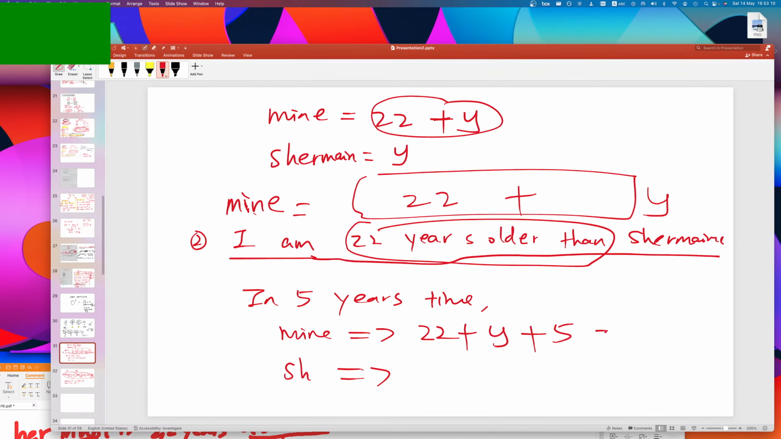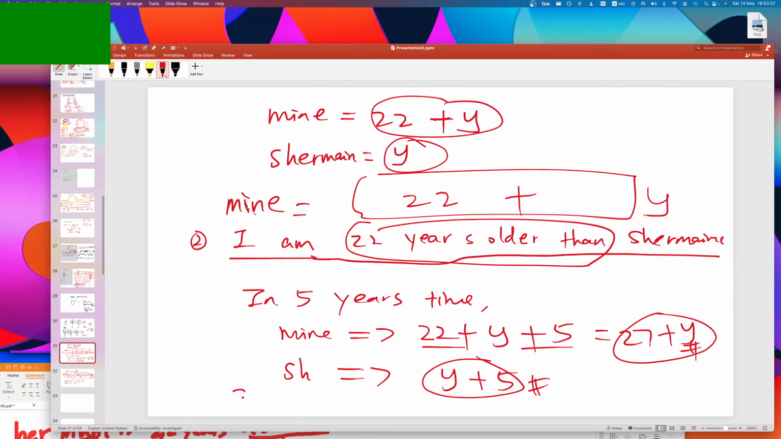So if you simplify, you get 27 plus y. Okay? Then what about Charmaine? Charmaine is y now. 5 years' time? y plus 5. Correct. Then if I say the sum of their age in 5 years is 65. So sum of this is 65. So just add them up.